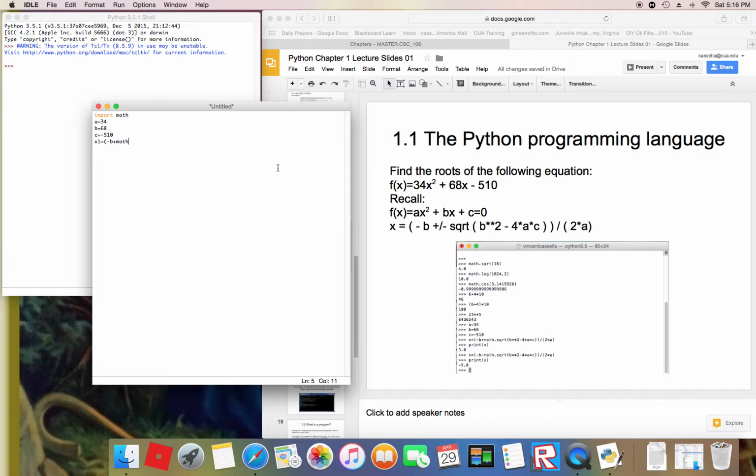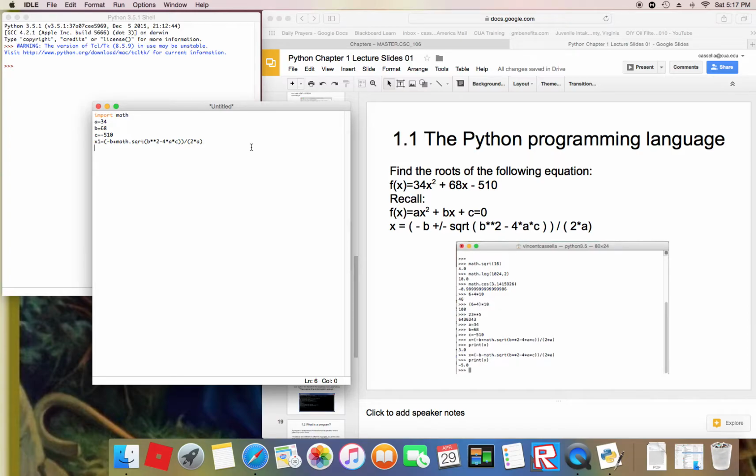So I'll type in math dot sqrt of, and then I've got b asterisk asterisk 2, which is b squared, minus 4 times a times c, end parentheses. And that's my numerator, divided by, I'll do a parenthesis, 2 times a, end parenthesis. That's x1. Now x2, the second value for x, is going to be exactly like that.